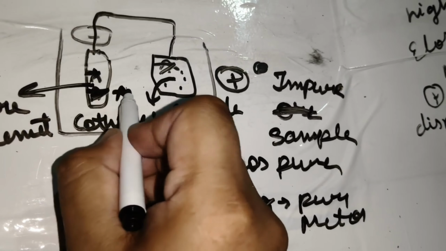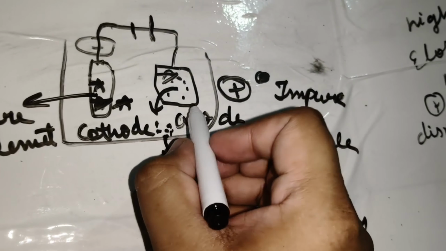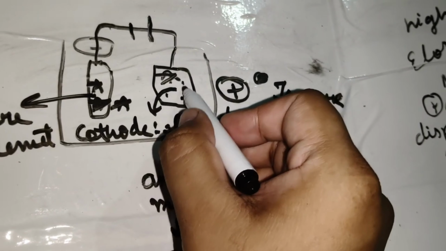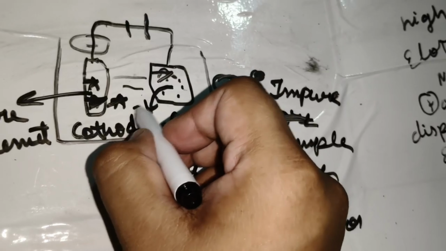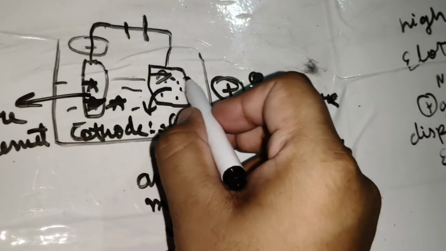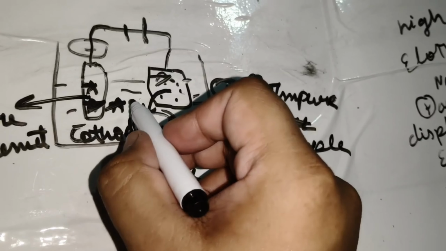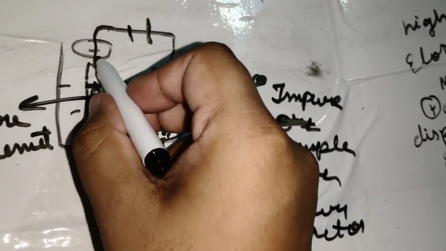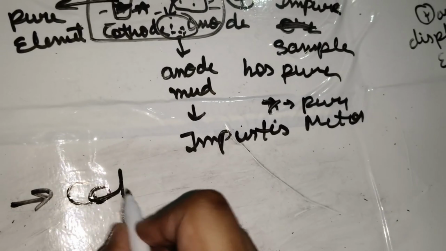So basically, when we supply electricity here, the impurity from the impure sample dissolves in the solution. We have taken the electrolytic solution, and the impurity gets dissolved in it and forms the anode mud. On the other hand, the pure metal gets deposited at the pure element that we have put in the cathode. So basically, what happens at the cathode?